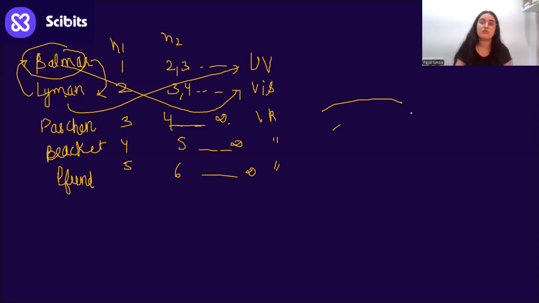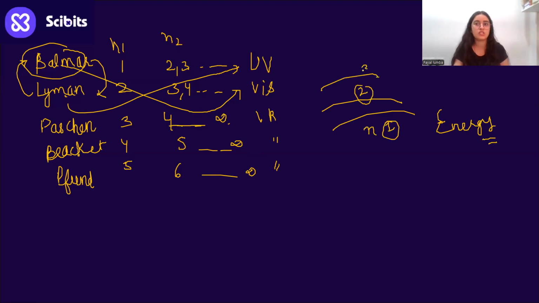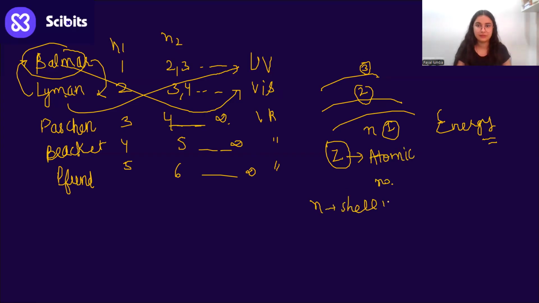If they ask you to calculate the energy of an electron present in some shell, let's say the first shell, the second shell, or the third shell, and you know the shell number and the atomic number of the atom to which the electron belongs, where Z is the atomic number and n is the shell number, then the formula to calculate the energy of the electron in a particular shell and atom is 13.6 Z square upon n square, and this value will be in electron volt.